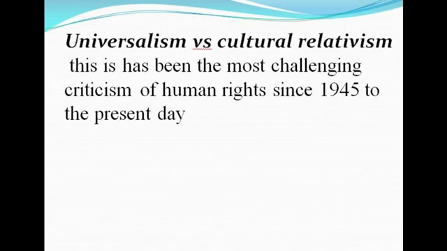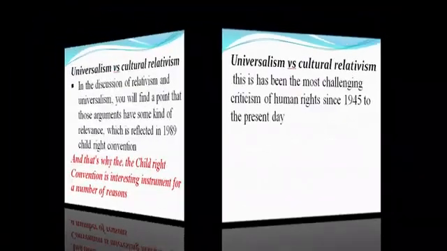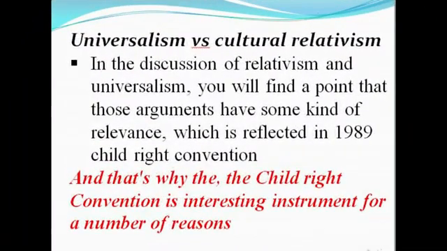And when you go deep into the discussion of relativism and universalism, you will find that both arguments have some kind of relevance, which in 1989 was reflected in the Child Rights Convention. That's why the Child Rights Convention is an interesting instrument for a number of reasons. One of which is that it's a combination of universalism and relativism.